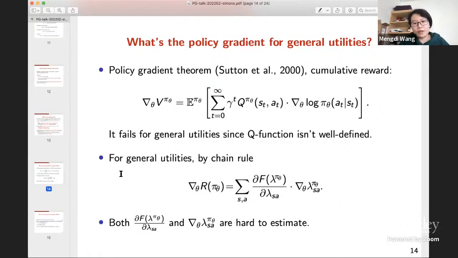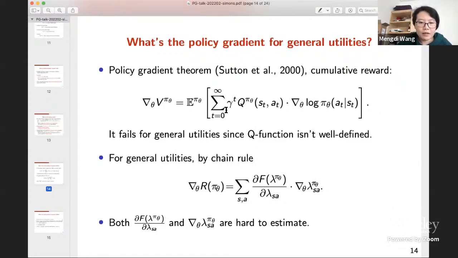So in order to still be able to do policy gradient or policy optimization, the first step is we need to be able to evaluate the policy gradient for this more general problem. And we can imagine that the policy gradient theorem doesn't hold anymore because the policy gradient theorem is proved with reward additivity.